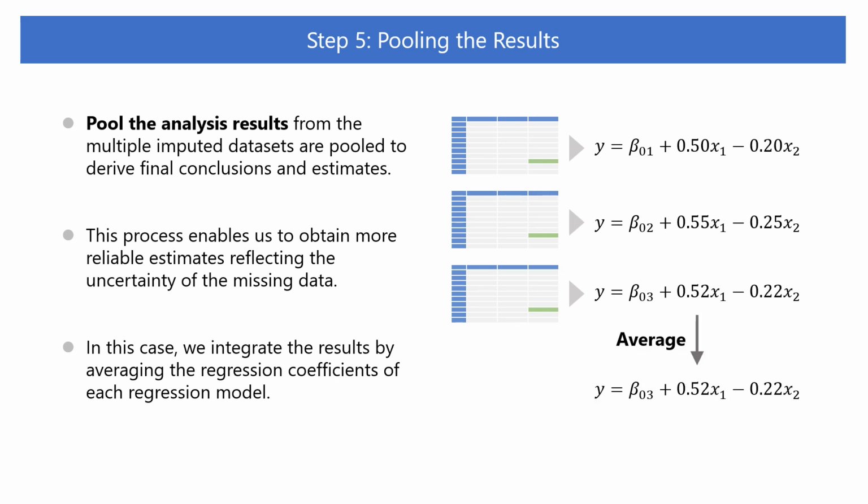In this step, we integrate these multiple analysis results. Specifically, we will average the analysis results. For example, let's average the regression coefficients. Suppose we obtain these results for each dataset. When these values are averaged, the average value of the regression coefficient for motivation is approximately 0.52, and the average value of the regression coefficient for stress is approximately minus 0.22. This is the final integrated regression coefficient.